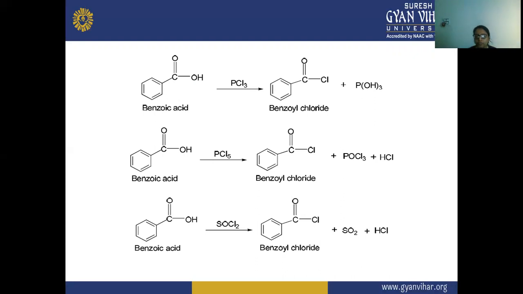POCl3 plus HCl. Here the chlorine gets attached to the CO part, and the OH is removed. From this OH, the H will react with one of the Cl, and there is a formation of HCl, and O will react with the phosphorus, and there is a formation of POCl3.